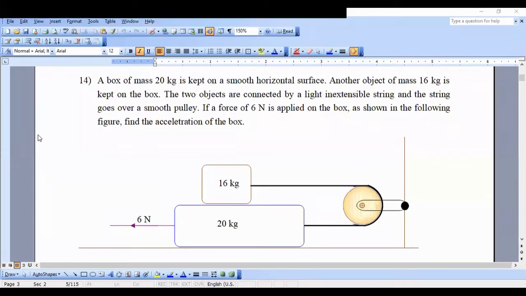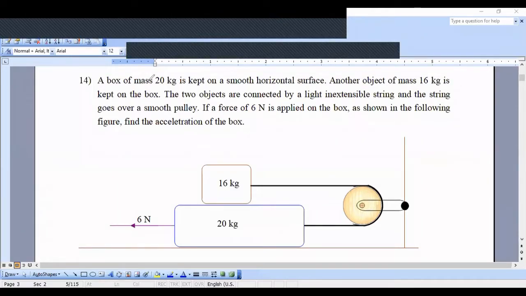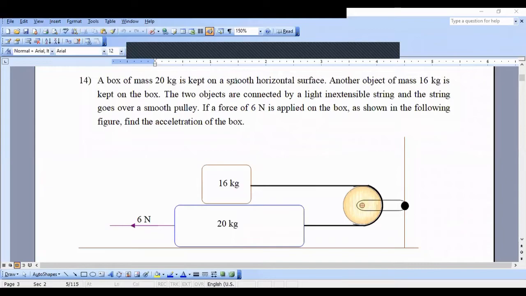Okay, very good. Please check whether you see that. Did you notice this term here? A box of mass 20 kilogram is kept on a smooth surface. What does it mean, dear? Smooth means no friction, no frictional force. Very good.